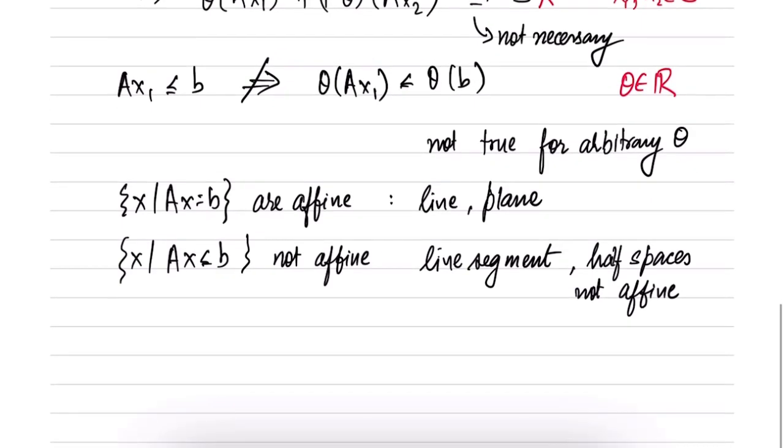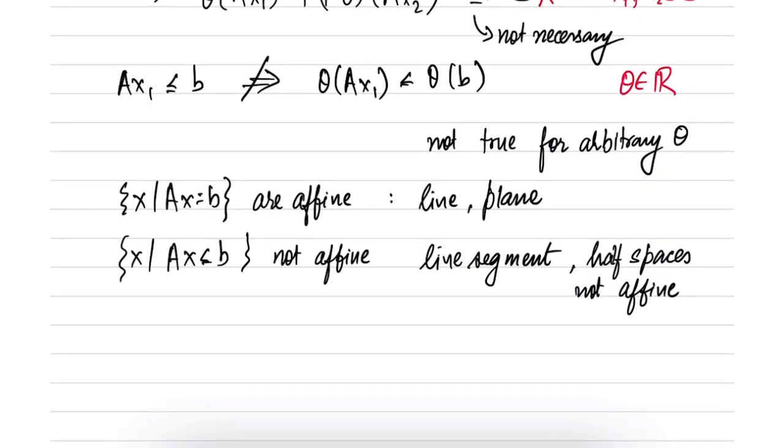So what is a half space? It is half of the space. So for example, you take R2 and cut it in half. Draw any line segment, the half of that will be the half space. So that is not an affine set.